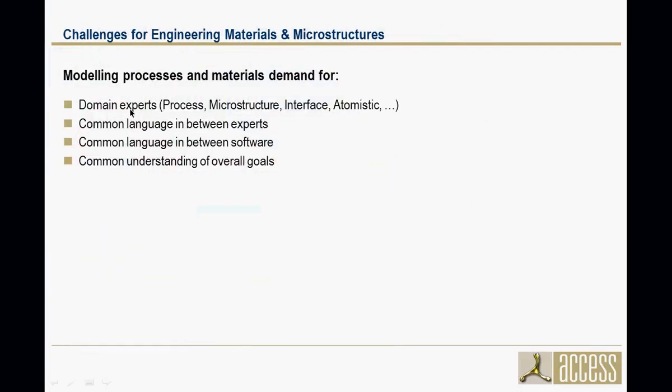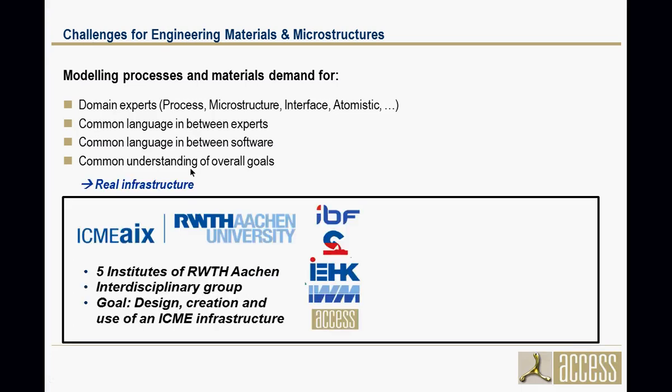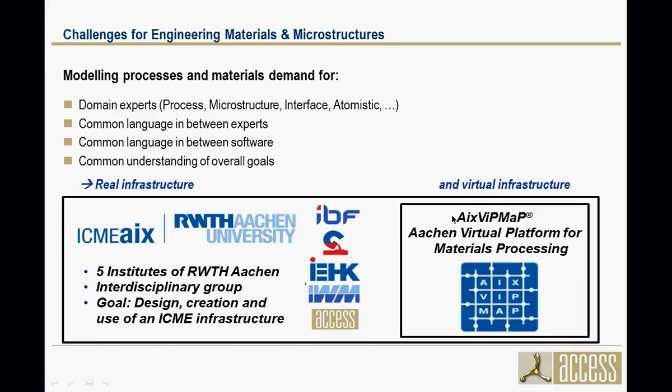And this XWIPMAP is also some other story I can tell you, and the story is that if we want to do modeling of processes and materials, we need domain experts of several domains. We need a common language and a common understanding of the overall goals. And so the ICMEC, which is an interdisciplinary team of 5 institutes at the RWTH Aachen, has teamed up to build a virtual infrastructure, which is the XWIPMAP, the Aachen Virtual Platform for Materials Processing.